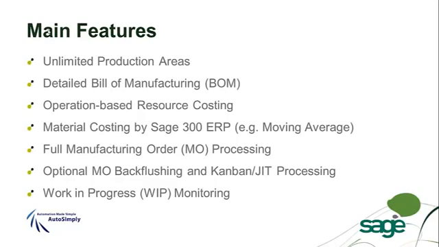Costing is determined by the Sage 300 inventory control module. This means we can support FIFO, LIFO, standard, or average costing for the raw materials. MF provides for a full step-by-step processing of manufacturing orders, or MOs, as we call it. It also allows for backflushing and just-in-time processing as needed.